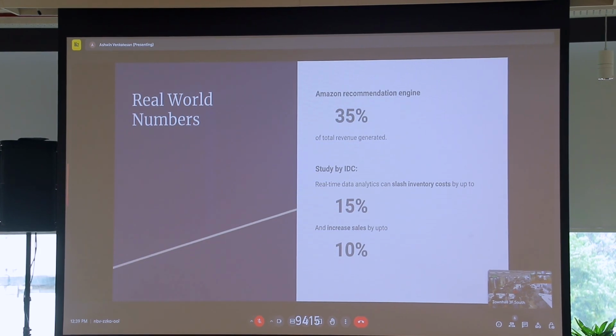And similarly, there is a study by IDC which shows that if you have real-time analytics in place, you can reduce your total inventory cost by 15%. And by reducing the inventory, you are also improving your sales, because it's the other side of the coin, right? If you have optimized inventory, you're not going to lose out on overstocking, or lose out on potential sales because you didn't have the stock to satisfy them. So all of these things can be resolved by having a good real-time analytics platform.